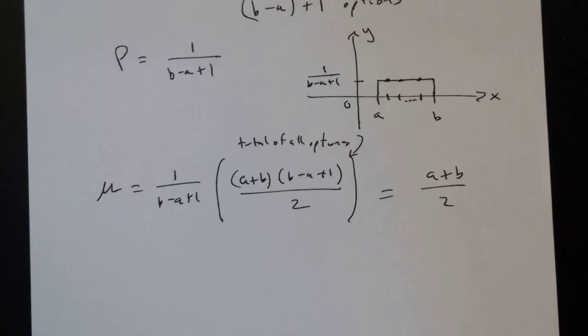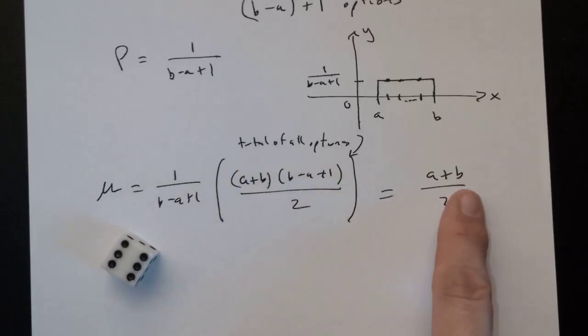My numbers go from 1 to 6 on a die. That means the average value of this die is 3.5. If I think about the options going from 1 to 6, A is 1, B is 6, and the average is 3.5. But 3.5 is not an option on my die. What does that mean?